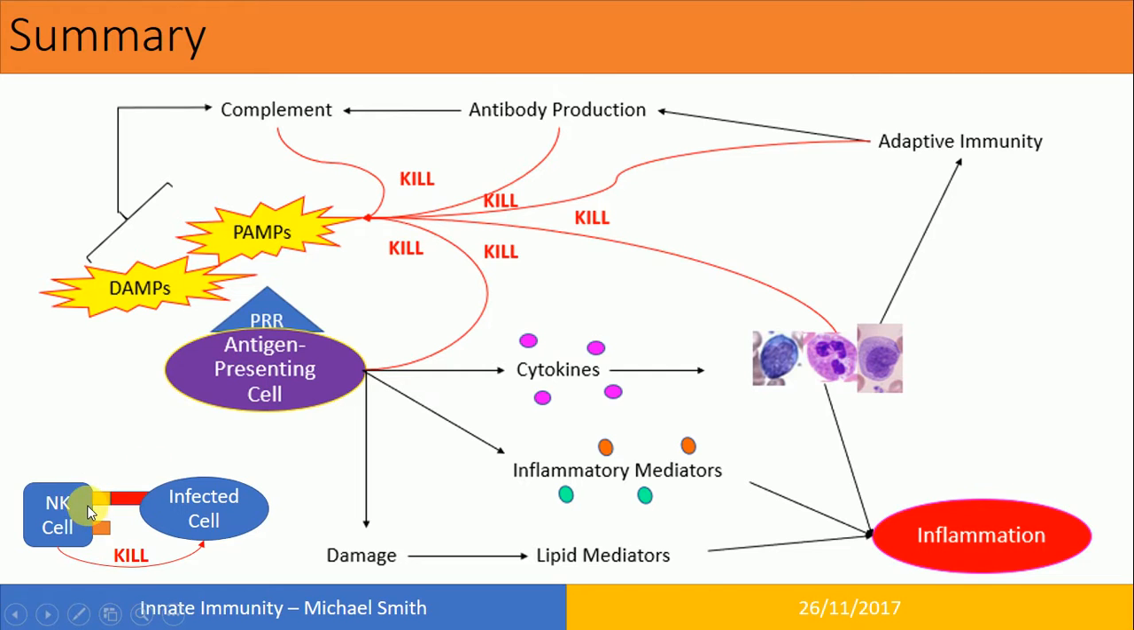Finally, I've included down here a natural killer cell and an infected cell, and at the top here we have our activatory receptor, and this is activated by an infected cell, and this is our inhibitory receptor. But because the infected cell doesn't have our MHC class 1, it's unable to inhibit the action of natural killer cells, so the natural killer cell will also break down our infected cell. And that's essentially how the innate immune system works.